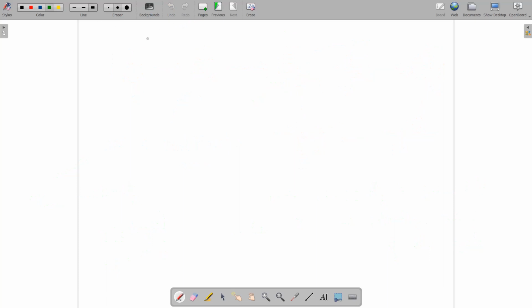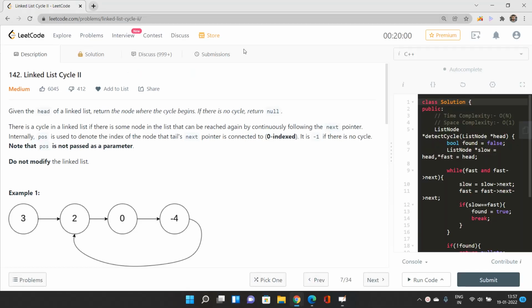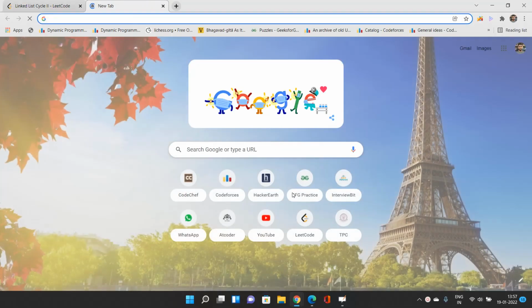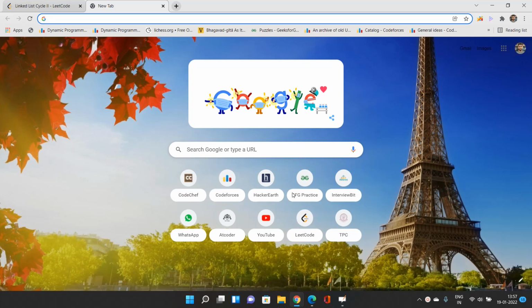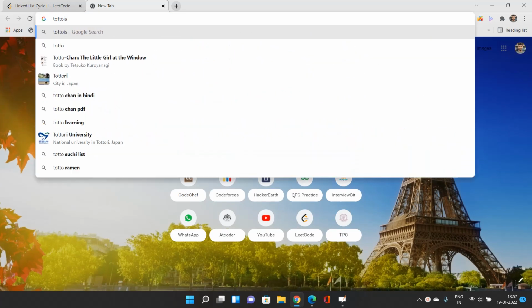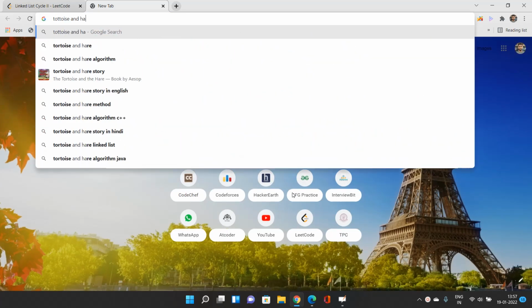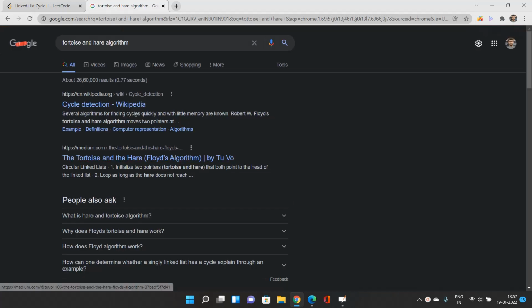Okay, so you guys must be aware of the Floyd algorithm. I don't know whether it was the Floyd algorithm or the tortoise and hare algorithm, cycle detection. You can see, yes, Floyd algorithm.